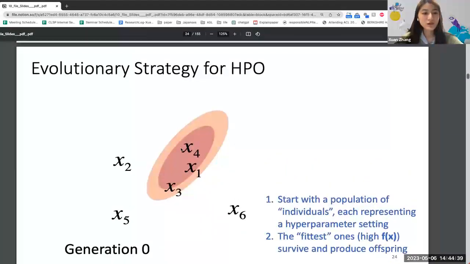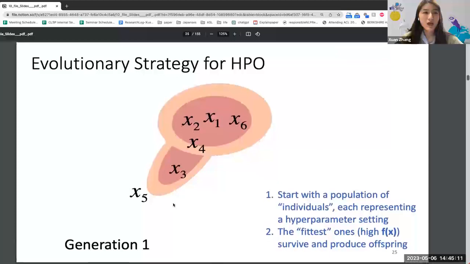To give you an idea of the process, let's say for the first generation, we have 6 configurations here, and we train our model on each of them. Assuming we find that X1, X3, and X4 are the best configurations in this batch, we build a search distribution based on these 3 and sample around them in the next generation.